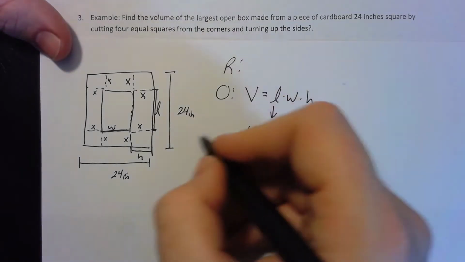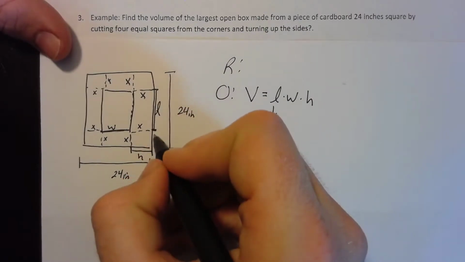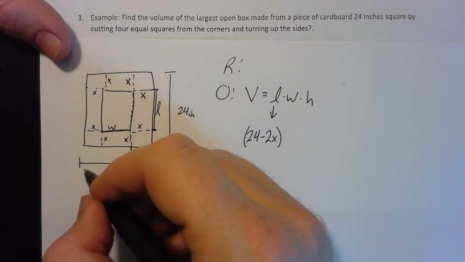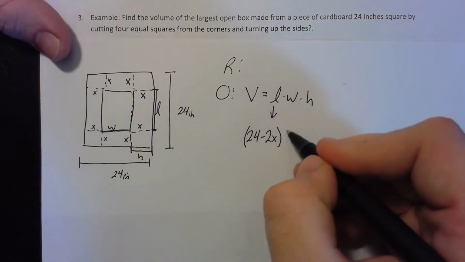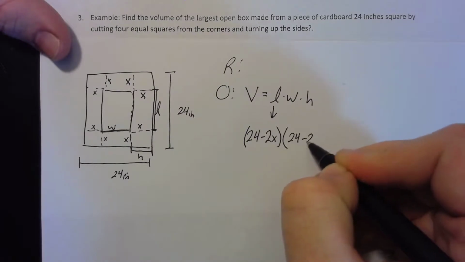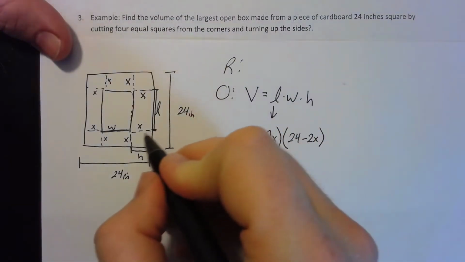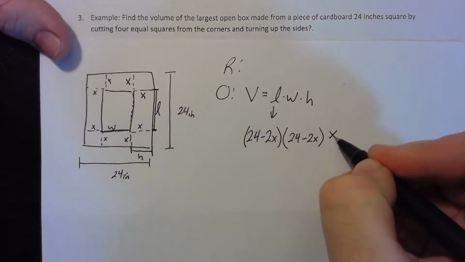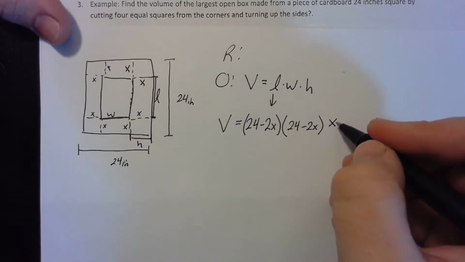My width is this distance right here, which actually ends up being the same as this distance right here. Again, you'll notice the width is going to be 24, this whole distance, minus x minus x. So my width is actually 24 minus 2x as well, where my height is x. Again, that's this distance right here when I have to fold this box up. So that distance there is x. So my volume is now a single equation, all written in terms of x.